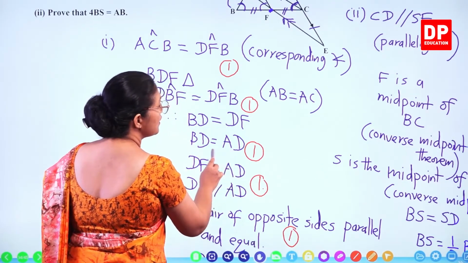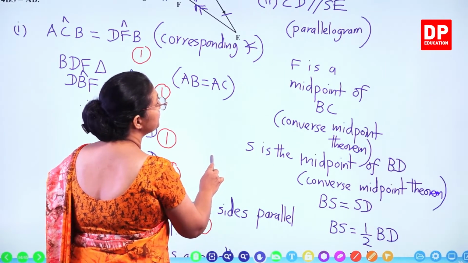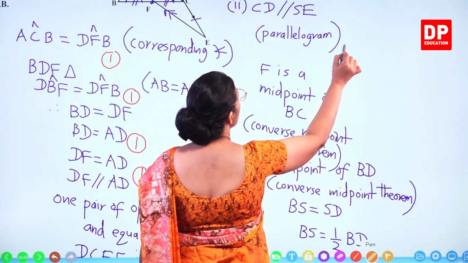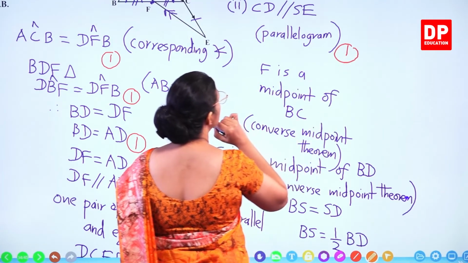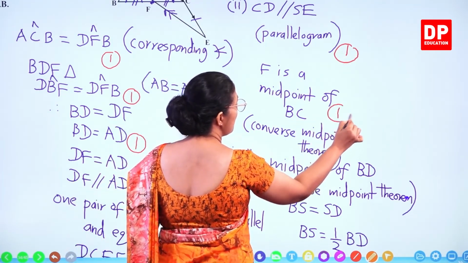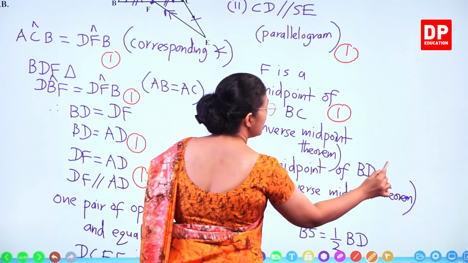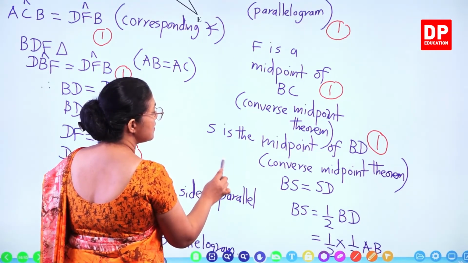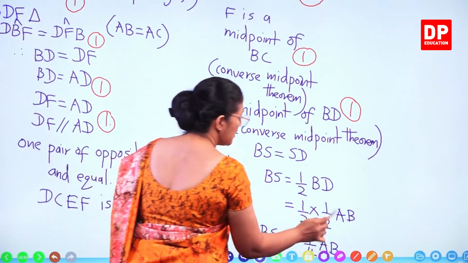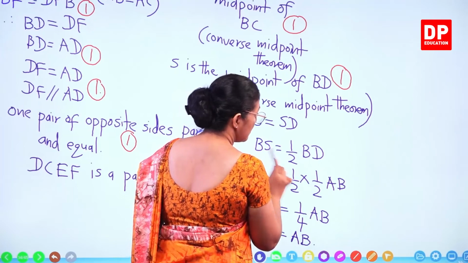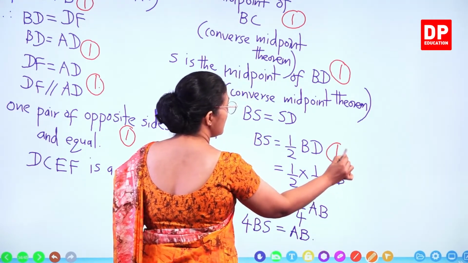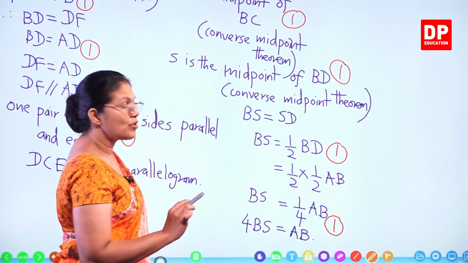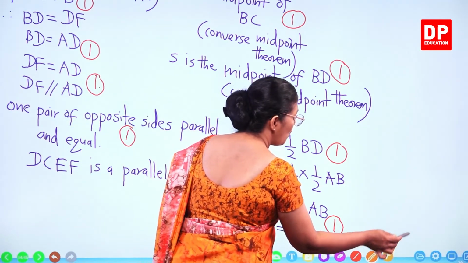And 5 marks for the second part as well. Second part, 1 mark, and F is the midpoint here. And another mark for showing that S is the midpoint. Then 1 mark here, and finding the final solution, 1 mark. So altogether 10 marks for the whole question.